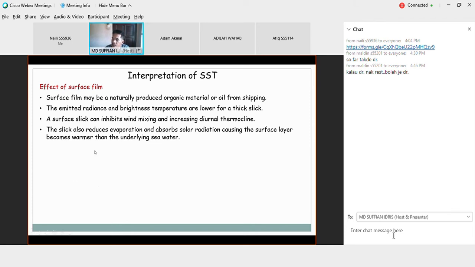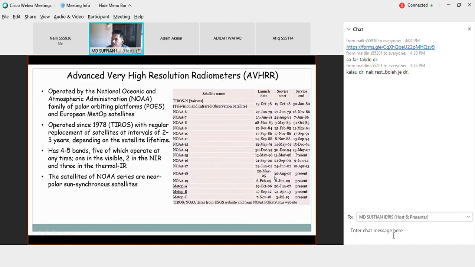Okay, so the slick also reduces evaporation. Okay, so it will reduce evaporation and absorb solar radiation, causing the surface layer becomes warmer than the underlying, okay, sea water. So it will reduce evaporation, okay, but increase absorption of solar radiation.